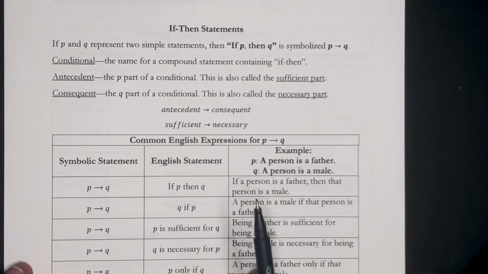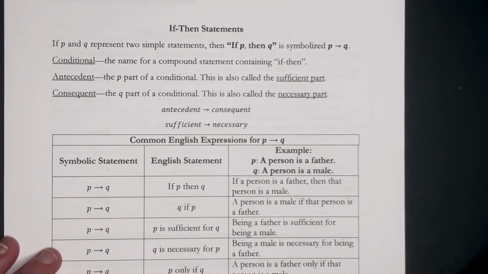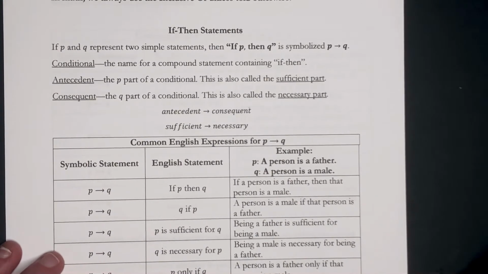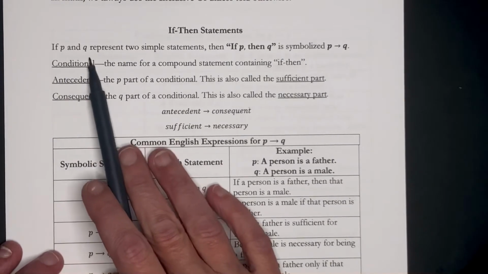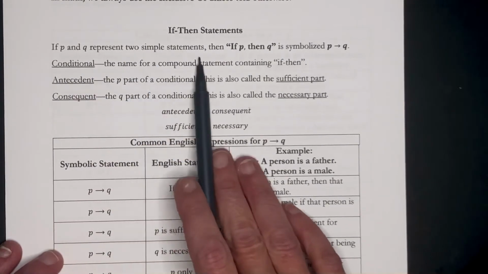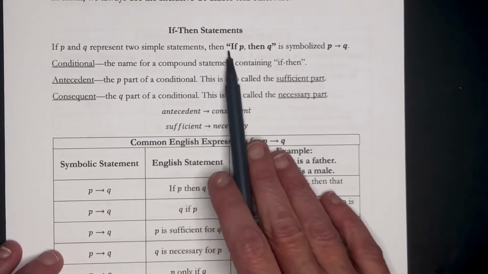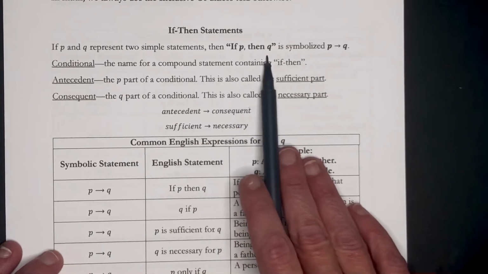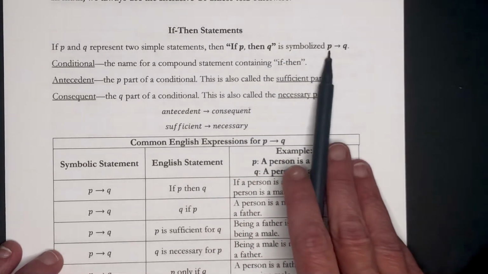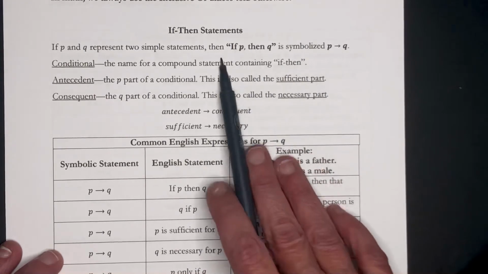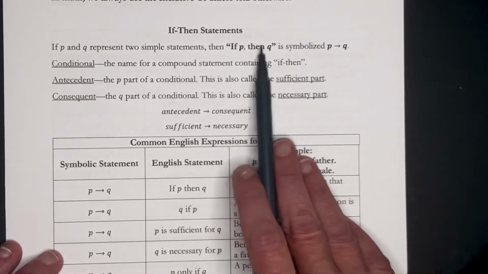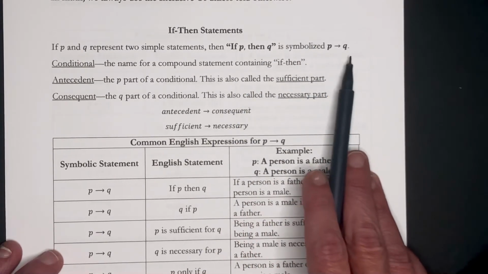And if-then statements, when you think about logic, you probably think about this type of statement a whole lot. It's, okay, this is true, and what does that mean? That means this must be true. That's the kind of statement we're talking about. If P and Q represent two simple statements, then the phrase if P, then Q is symbolized P arrow Q. The if part comes first, the then part comes second, and that is important.